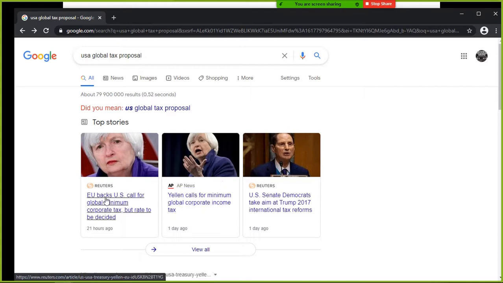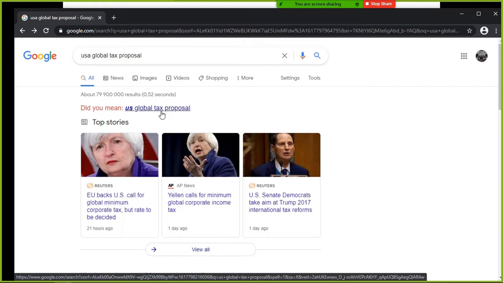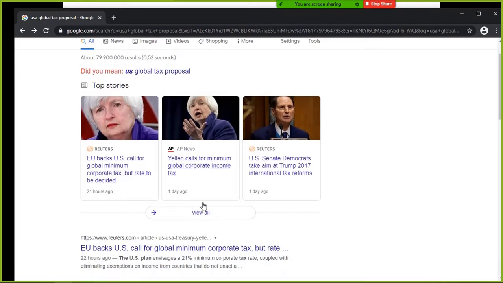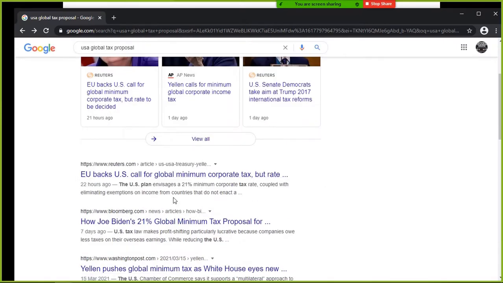I don't know if this is going to happen or not, but it's a debate, and the EU is also supporting America regarding this global minimum tax. It's going to be interesting, and this is related to tax, but it's something that's going to affect the world, because some companies that operate in certain countries don't actually pay any tax, and that's obviously a concern.